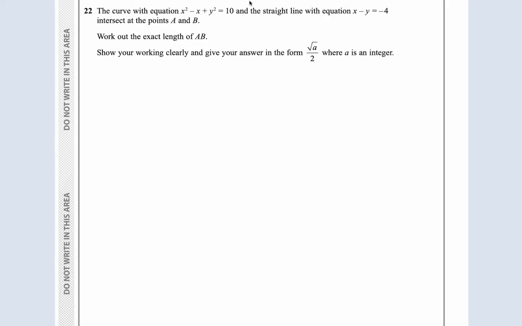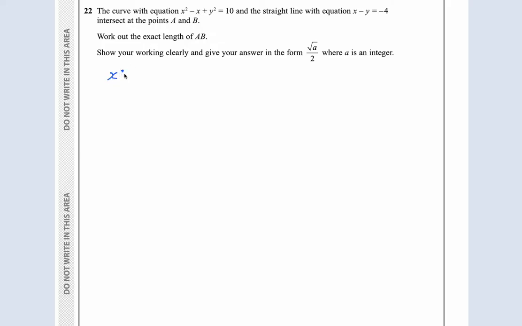Because first we're going to have to solve simultaneous equations when they're not both linear. Then I have to get the length of a line, and it's going to involve some absurd manipulation. So this is a hard question, but let's do it.